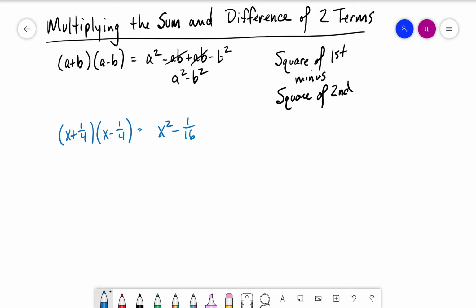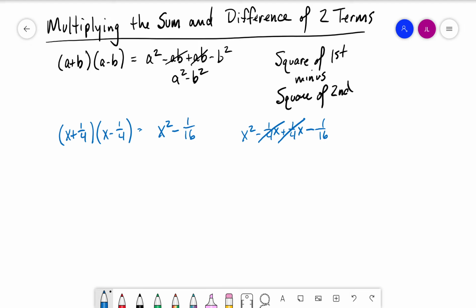Now we can work this out again. X times x is x squared. X times negative 1/4 is negative 1/4 x. We have 1/4 times x is positive 1/4 x. And 1/4 times negative 1/4 is negative 1/16. So again, our middle terms cancel, and we're left with x squared minus 1/16. Okay.